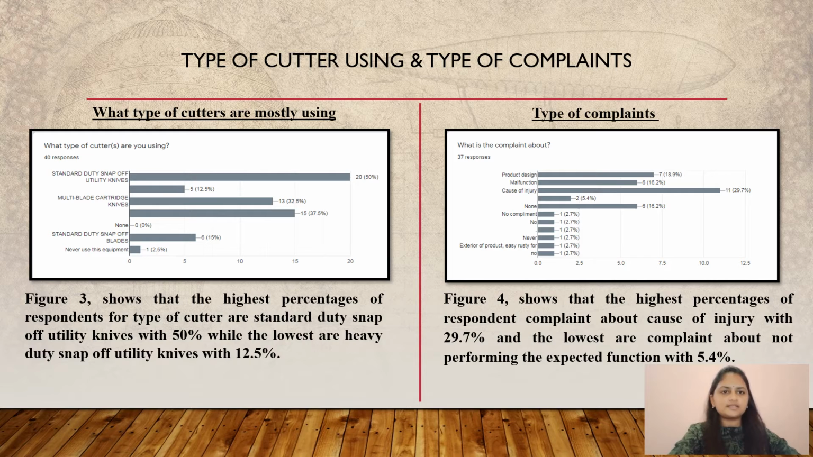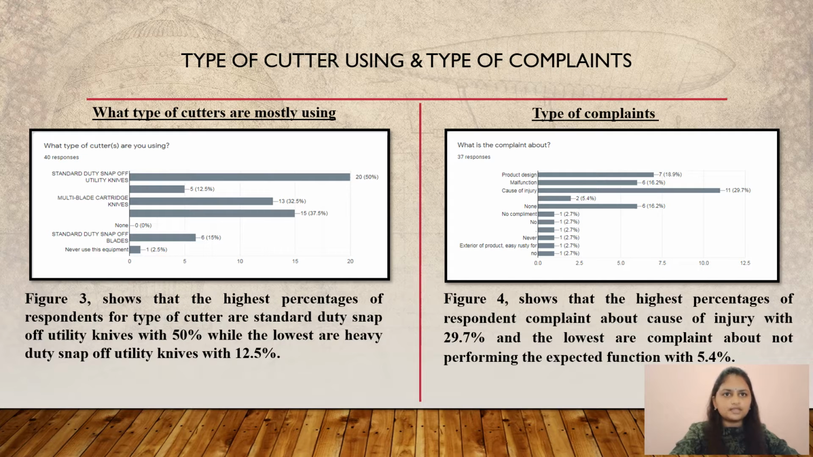The next is type of cutter used and type of complaints. What type of cutters are mostly used? Figure 3 shows that the highest percentage of respondents for type of cutter are standard duty snap-off utility knife with 50%, while the lowest are heavy duty snap-off utility knife with 12.5%. This study shows that most of the customers are using standard duty snap-off utility knife cutters.